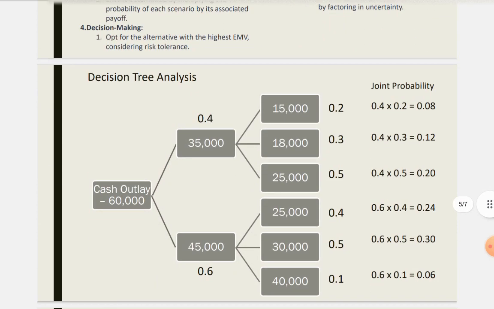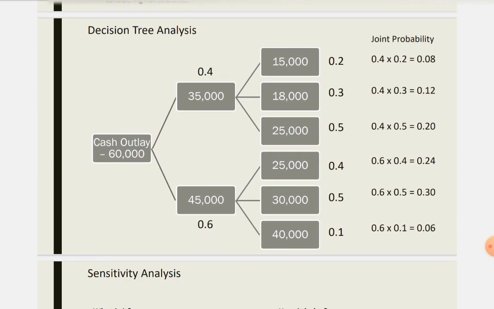So this is an example. Imagine you have a project and the outlay is 60,000. In the first year, you could say you expect 50,000 rupees, but that's a single value. It's highly risky. So instead you say there's a 40% chance of getting 35,000 and a 60% chance of getting 45,000. And if that was just that one year, all you had to do was multiply the amount into the probability and you get your expected cash flow for that year.